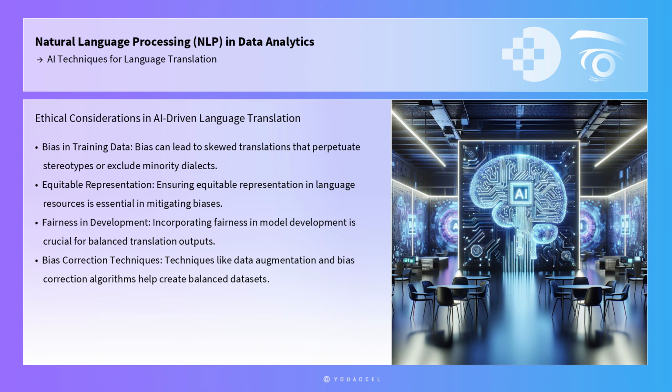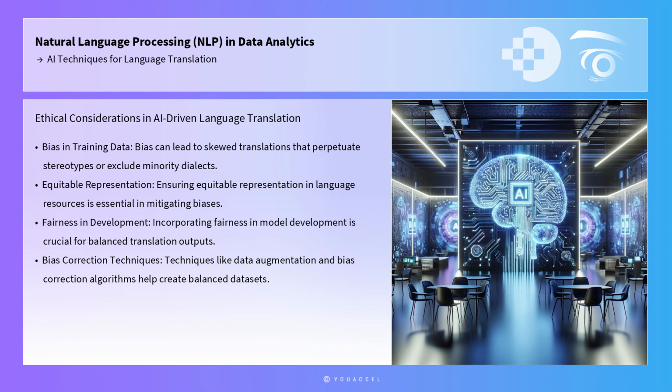In addition to technical challenges, ethical considerations play a crucial role in AI-driven language translation. Bias in training data can lead to skewed translations that perpetuate stereotypes or exclude minority dialects. Ensuring equitable representation in language resources and incorporating fairness in model development are essential steps in mitigating these biases. Techniques such as data augmentation and bias correction algorithms can help create more balanced training datasets, promoting fairness and inclusivity in translation outputs.